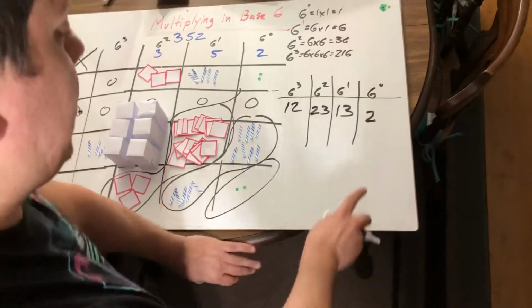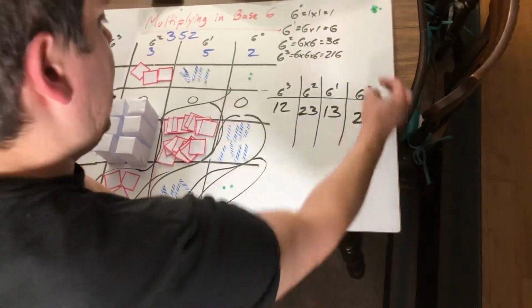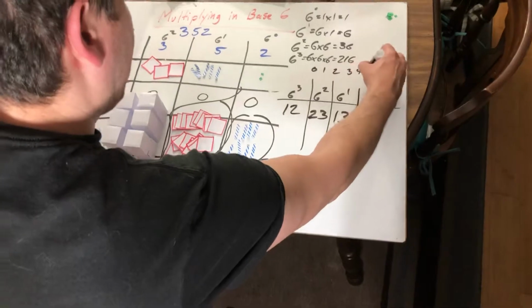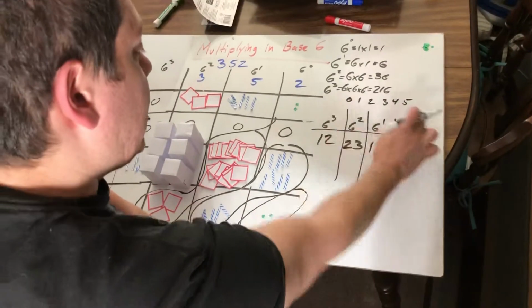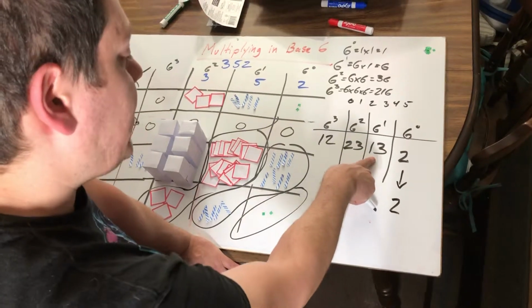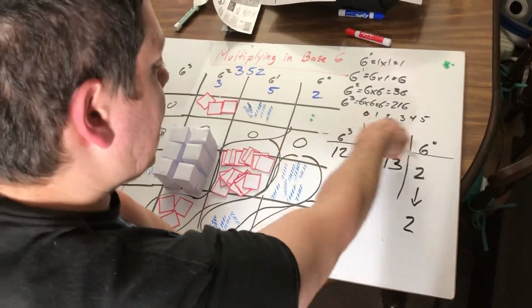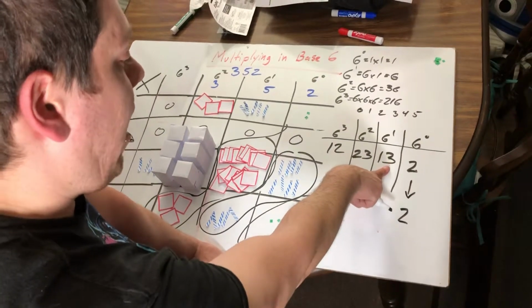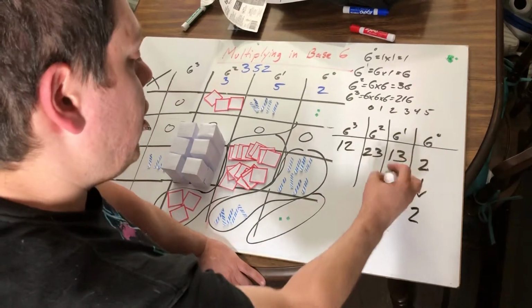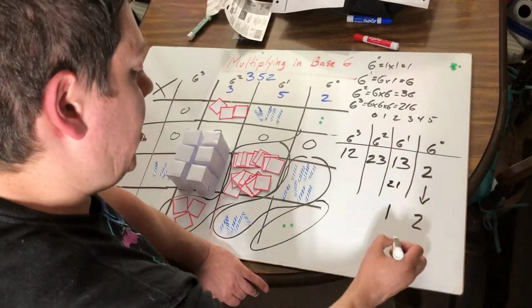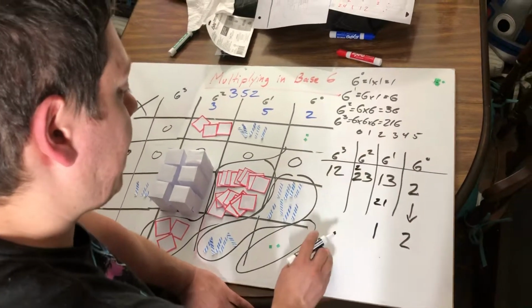Now we're going to try to write this out. Well, remember, if we're looking in base 6, we can only use numbers 0, 1, 2, 3, 4, and 5. 2 is a legal number, so we're going to drop that down and it becomes 2. 13 is not a legal number. 13 is not in base 6, so we have to think about it. 6 can go into this 2 times with a remainder of 1. So we're going to drop the 1 here, put the 2 here.